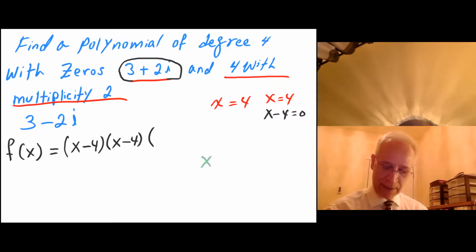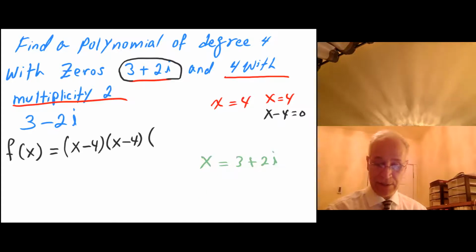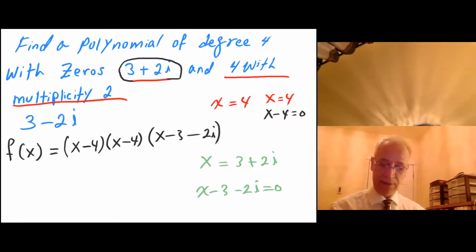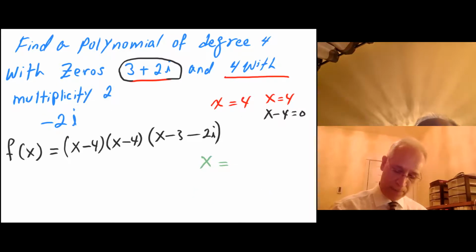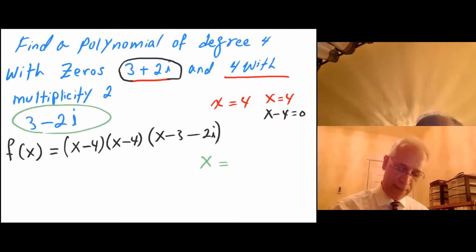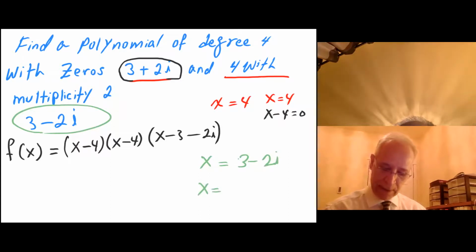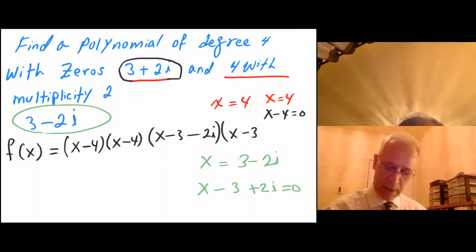Let me do it here. If I have x equals 3 plus 2i, then if I subtract 3 and 2i, I get x minus 3 minus 2i equals 0. So x minus 3 minus 2i is a factor. And how about this one right here? If I say x equals 3 minus 2i and subtract 3 minus 2i from both sides, I'd get x minus 3 plus 2i equals 0. So my fourth factor is going to be x minus 3 plus 2i.